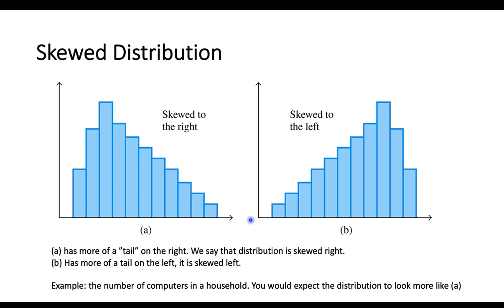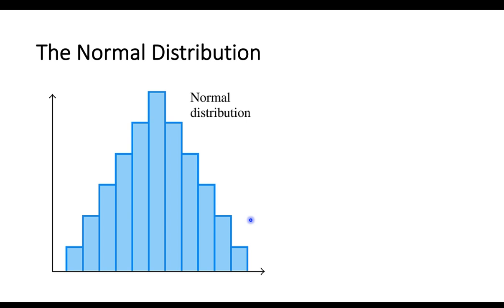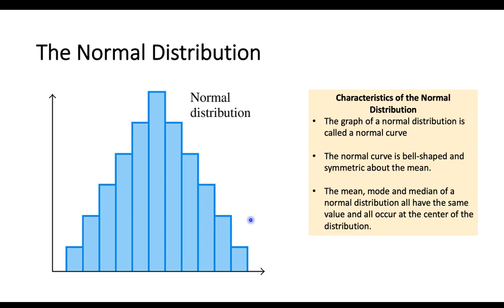We're going to spend most of our discussion talking about a normal distribution. So here's an example of a normal distribution. And some of the characteristics is, first of all, this graph is considered to be a normal curve.